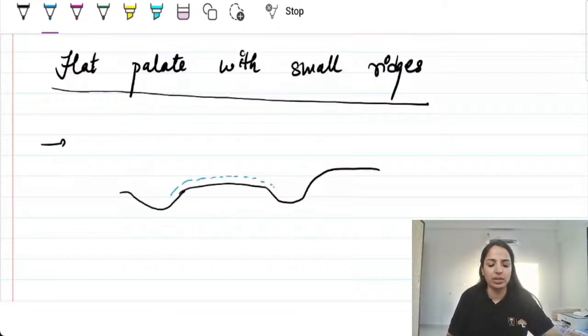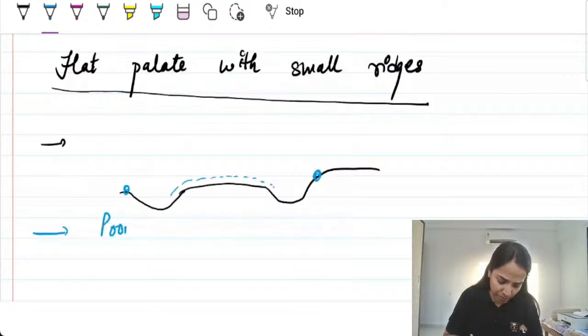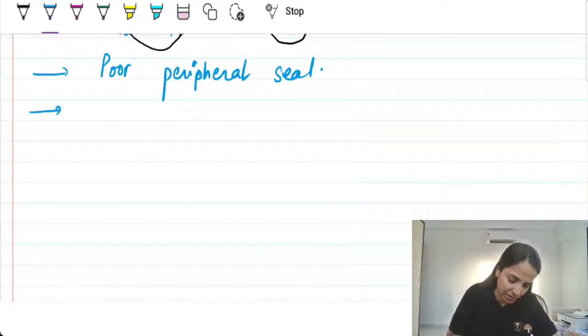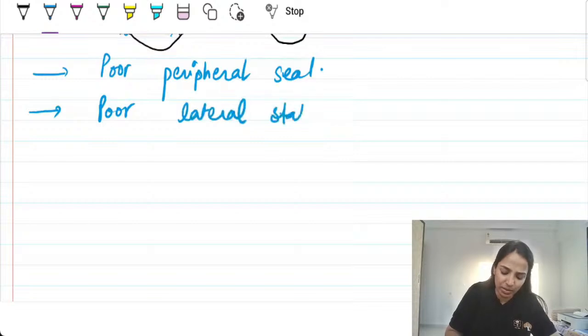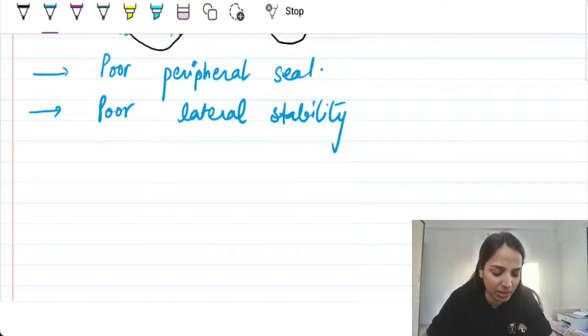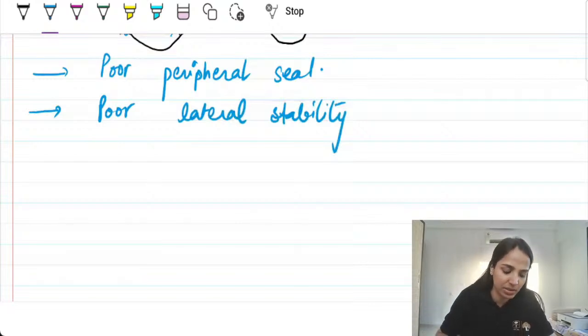So, although it has a good horizontal part of the hard palate, but because you don't have any sulcus over here, the problem here is a poor peripheral seal, right? So you have extremely poor peripheral seal and very poor lateral stability because there is almost no height of the ridges. So whenever there is any displacing force from the side, it would displace the denture. So although the property of adhesion or cohesion could be applied, you do not have any other stability or any other areas that assist in retention or even assist in stability.